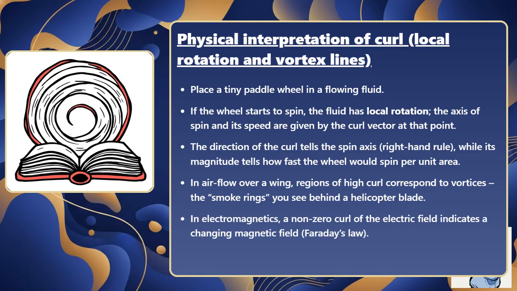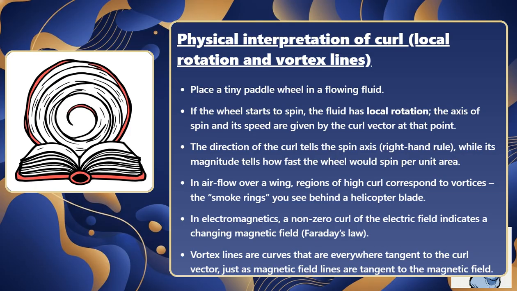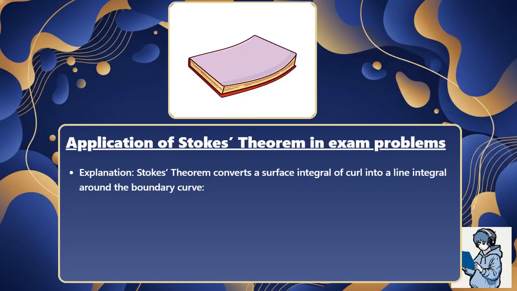In electromagnetics, a non-zero curl of the electric field indicates a changing magnetic field, Faraday's law. Vortex lines are curves that are everywhere tangent to the curl vector, just as magnetic field lines are tangent to the magnetic field. Explanation: Stokes' theorem converts a surface integral of curl into a line integral around the boundary curve.